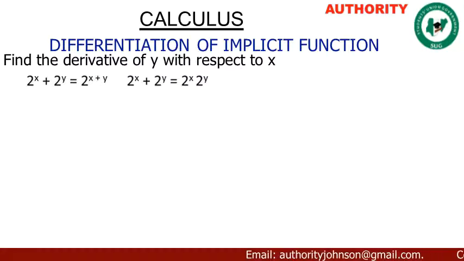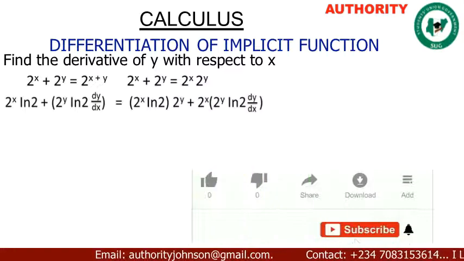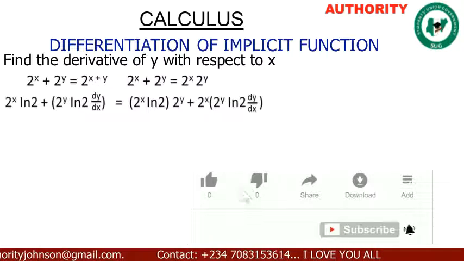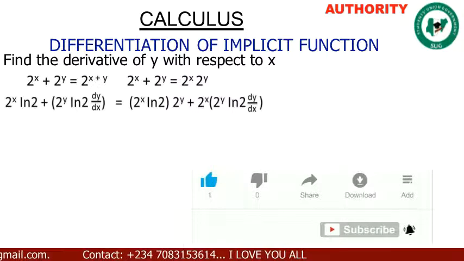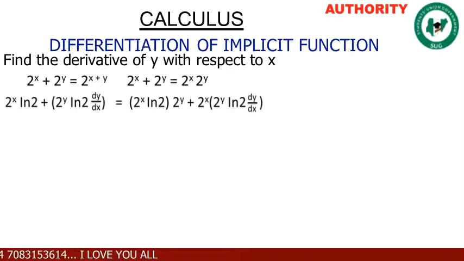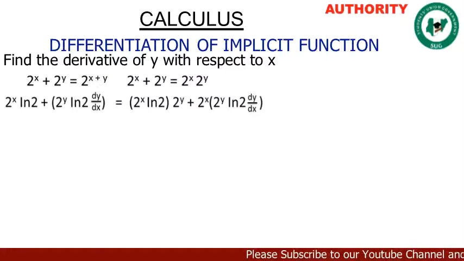Now, differentiating with respect to x, the derivative of 2 raised to power x is going to give you 2 raised to power x ln 2. Then plus the derivative of 2 raised to power y with respect to x, which is going to give you 2 raised to power y ln 2 dy all over dx.